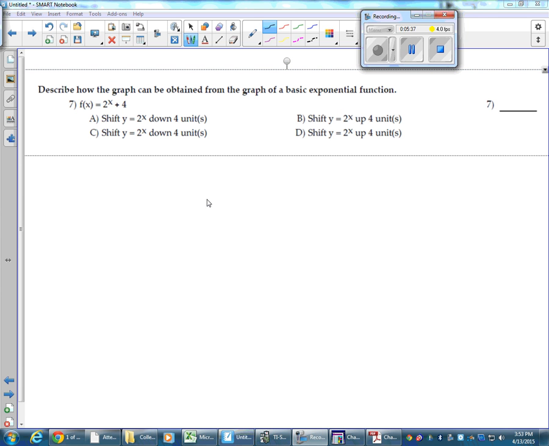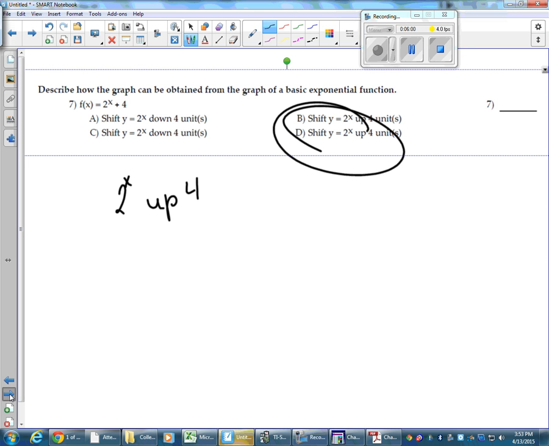All right, number 7, how could this graph be obtained from the graph of a basic exponential function? You probably need to go back and review your rules, but whenever it's out here, it's going to be movement up or down. So I'd want to take the graph of 2 to the x and move it up 4, which is actually both of these answers. So B or D is correct here. I'm not sure why these are the same and these are the same. It was an error in the key.